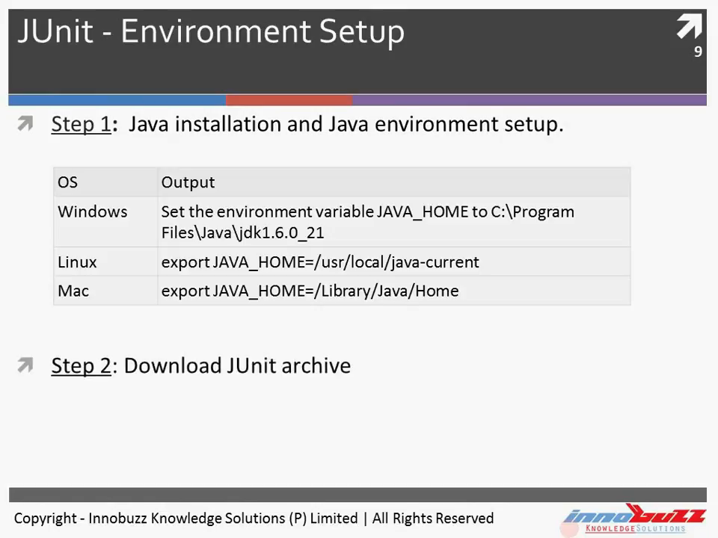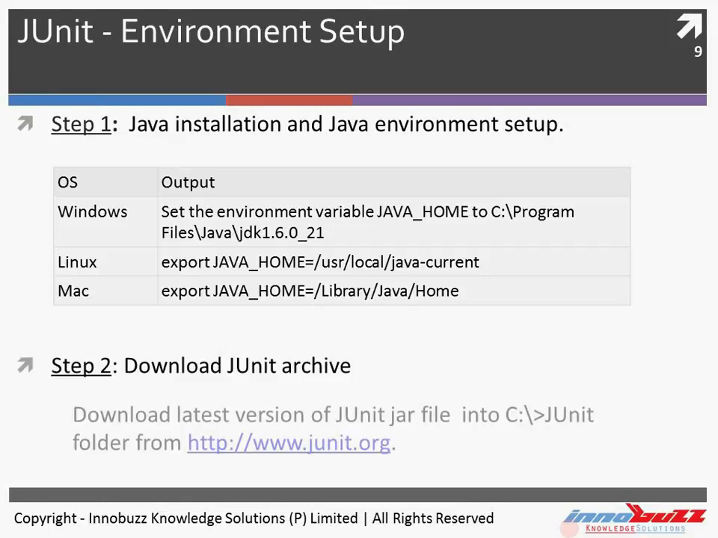Step 2, download the JUnit archive. This is a very important part where we download the JUnit jar file from the following site. This is the generic and standard site where we get the latest version, documentation and much more, that is junit.org. Install this jar file and keep it in any folder or drive you want. Here it is in the C drive.